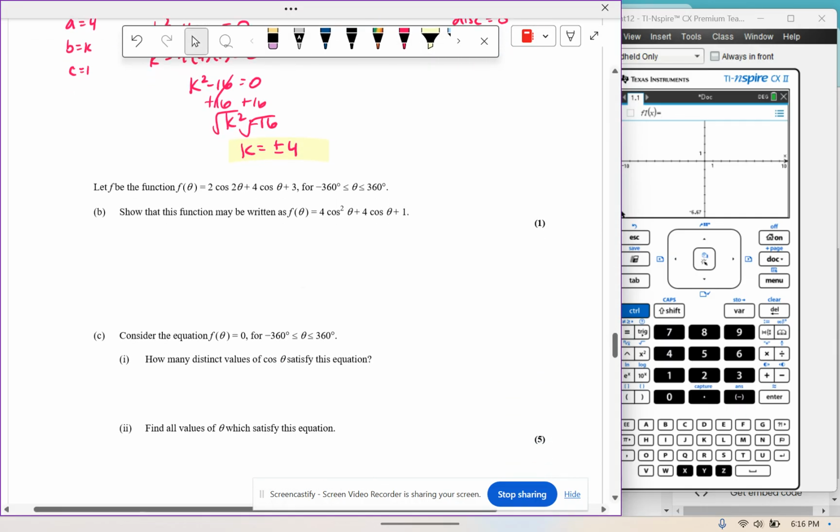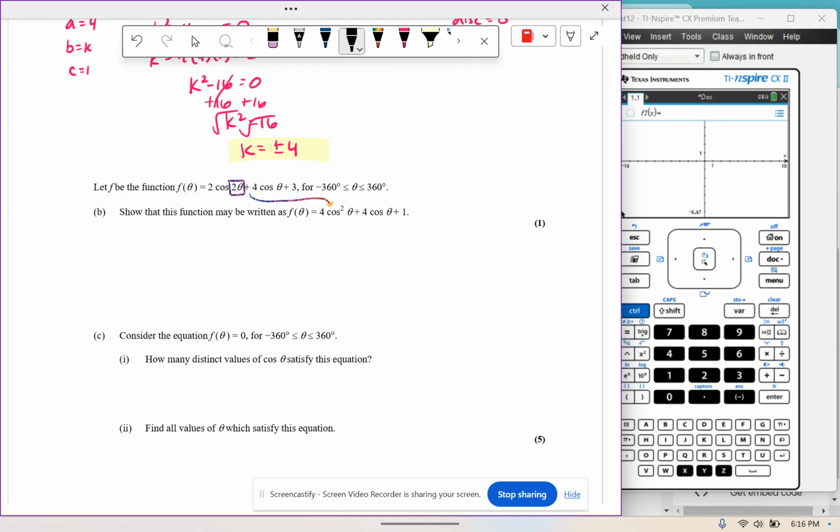Next, let f be the function f of theta such that 2 cosine 2 theta, oh, I see a double angle, I'm going to mark that, plus 4 cosine theta plus 3, between negative 360 and positive 360. Oh, they're just telling us about it. Okay, show that this function may be written as f of theta equals 4 cosine squared theta plus 4 cosine theta plus 1. So this double angle cosine somehow turned into a 4 cosine squared.